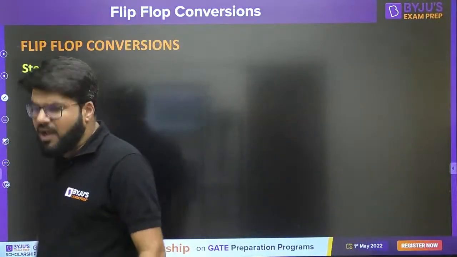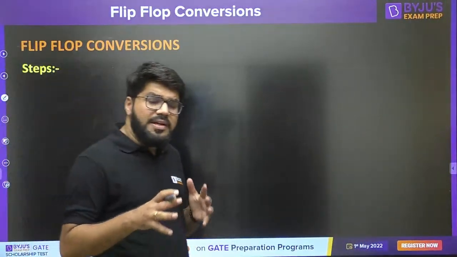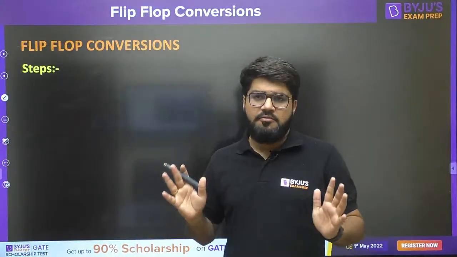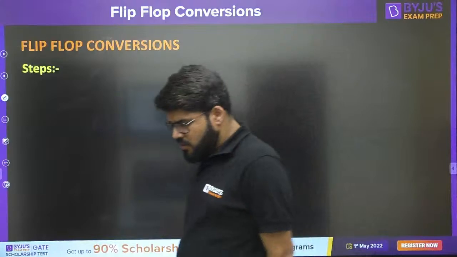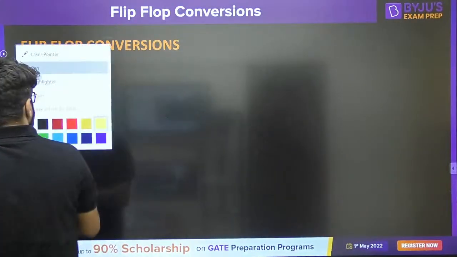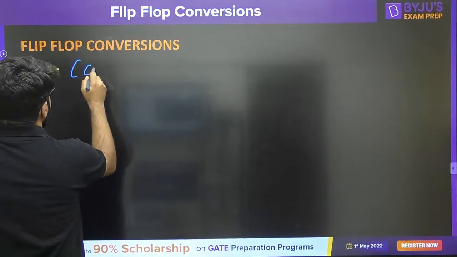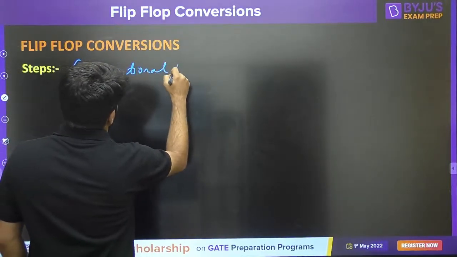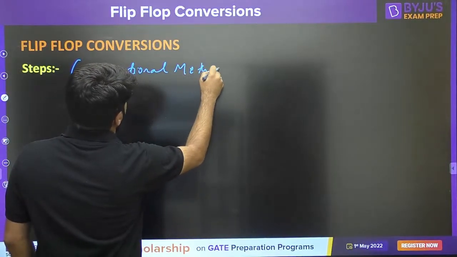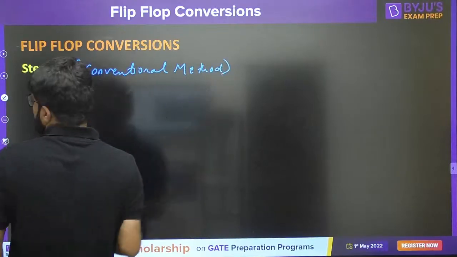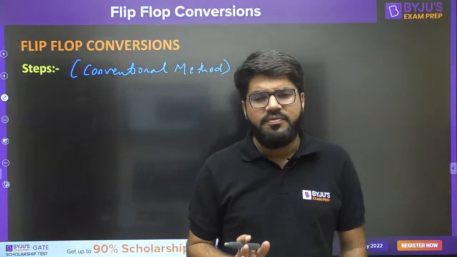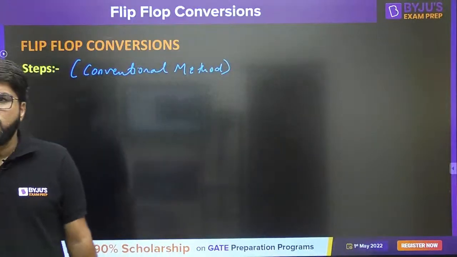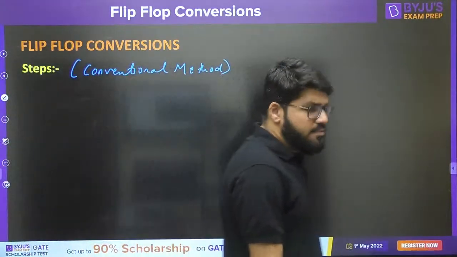Now, flip-flop conversion. I will tell you the techniques and tricks also, but first of all, what is the procedure? First, let's start with the conventional method. I'm first of all writing down the steps for the conventional method, and then we will talk about some simplified tricks. In some of the cases you can apply the tricks, the quick results also. But first let us go through the actual steps.